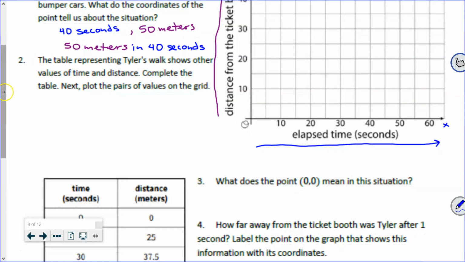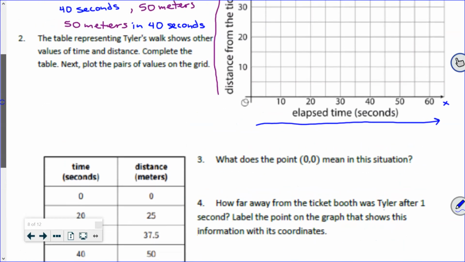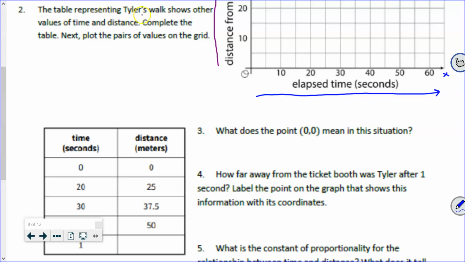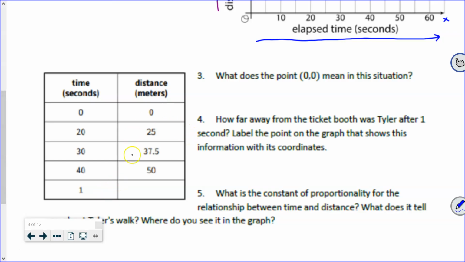Now, the table, which for me is right below, for you guys is on the next page. So go ahead and flip to it and take a look at it. The table representing Tyler's walk shows other values of time and distance. The first thing we need to do is complete the table. So let's take a look here. Let's complete the table. It's almost all the way filled out, but we are missing something right here.